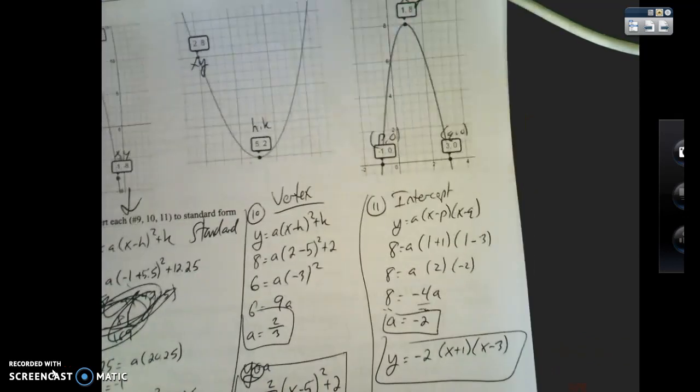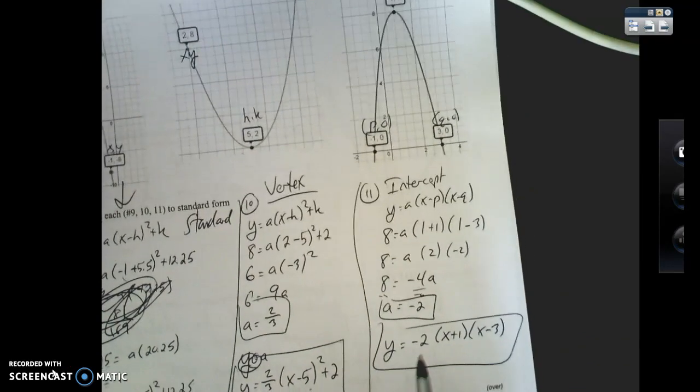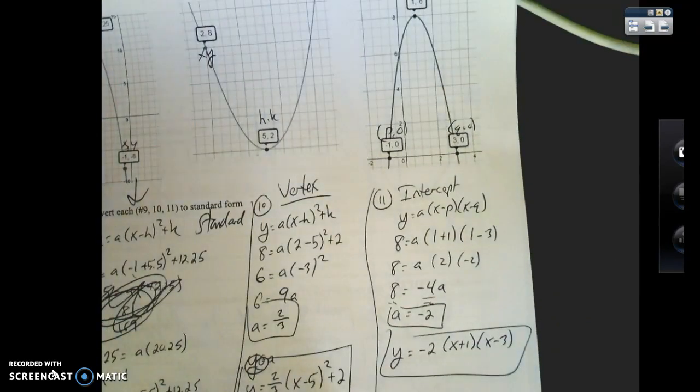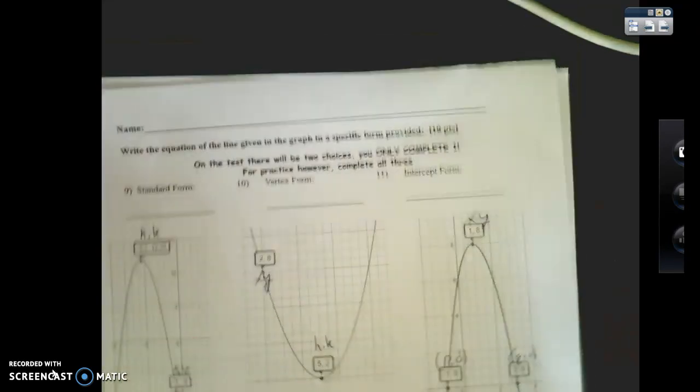And again, same story as the last one. If they ask you to turn this into standard form, you'd FOIL it out and you'd be good. Okay? Awesome. I know I went kind of quick through that, so I apologize. I'm just trying to get through all the problems.